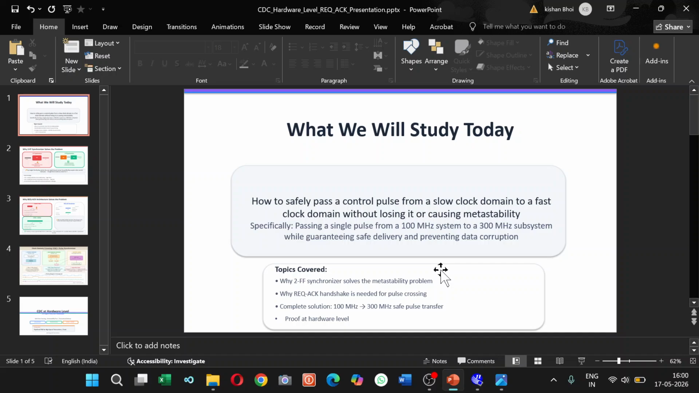In the previous video, we studied what clock domain crossing is and the ways to solve it. We studied the two flip-flop synchronization solution, and the request and acknowledge handshake solution. In today's video, we will study the impacts on hardware, meaning how the two flip-flop synchronization solution impacts the hardware and how it solves our CDC problem on the hardware. We will cover this in the Quartus tool.